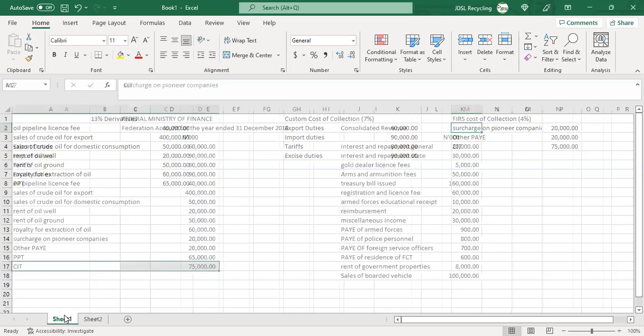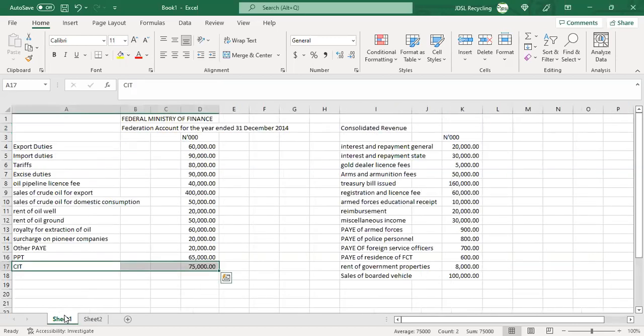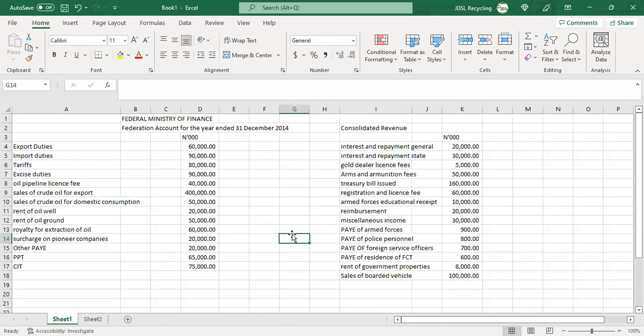We did not pick. Which one did you say we did not pick? Okay. That is under the consolidated revenue. You have other payees there. You see payee of the armed forces. These ones are the ones collected by the FIRS, not this one here. Other payee is collected by the state government. Yes. The one collected by the FIRS is this one here under CRF.